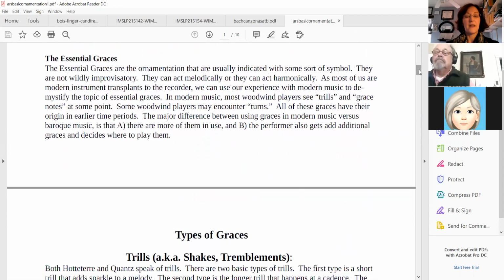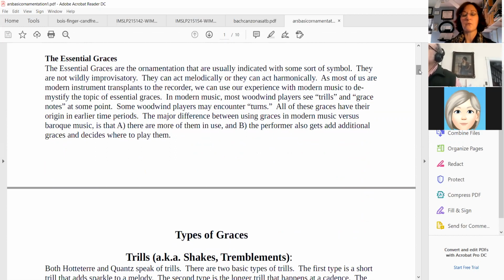All right. The essential graces are the ornamentation that's usually indicated by some sort of symbol. They're not wildly improvisatory. They can act melodically or they can act harmonically. And most of us who come from a modern instrument background, transplants to the recorder, can use our modern experience to help us demystify this topic. We don't need to be intimidated.